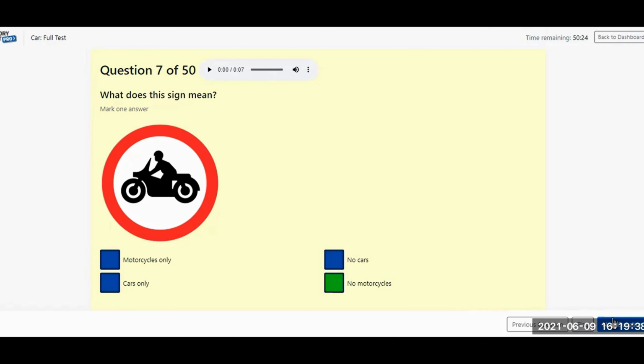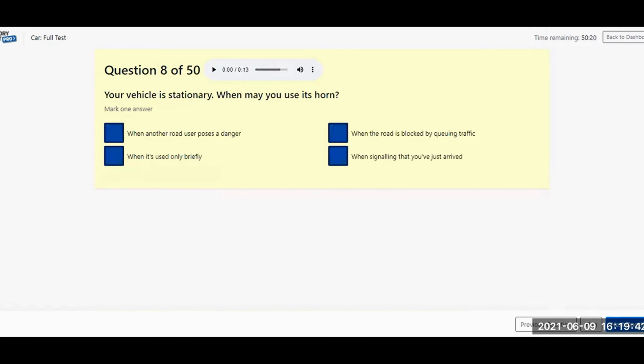So check on this question. What does this sign mean? Again, it's a motorbike, so no motorbike or no motor vehicle. Your vehicle is stationary. When may you use your horn? Only when you need to warn somebody. Otherwise, you should not use it.